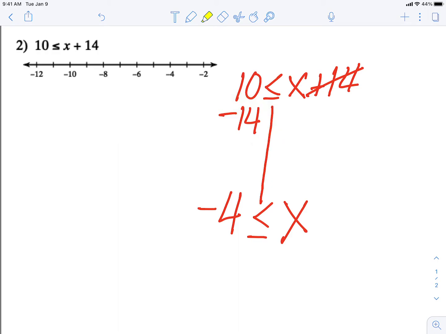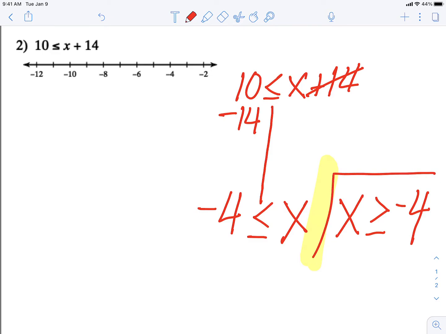So again, I find that X is on the right side, but I want it on the left. So I'm going to make a mirror. So there's my mirror, and I'm going to write everything flipped. So X goes first, my arrow is going to flip, and my negative 4 goes second. So that is my solution right there.